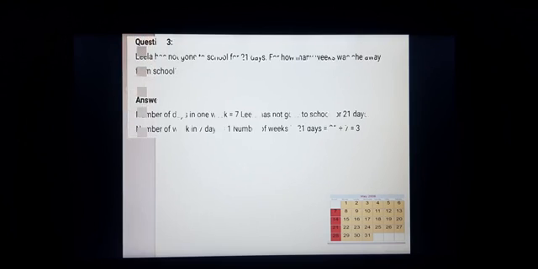Like that only, one more example is given. Based on what? Based on the calendar, meaning the days and the weeks. So we will see the question first, as given in the textbook. What is the question given? Leela has not gone to school for 21 days. For how many weeks was she away from the school?